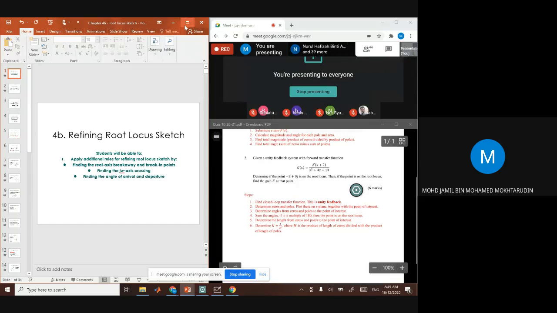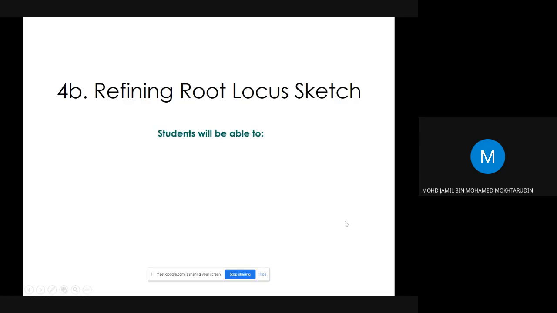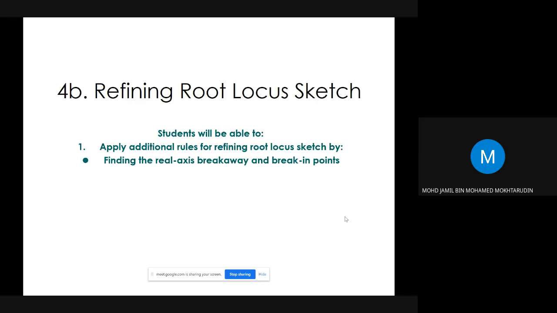Okay, so let's continue with lecture chapter 4B, refining root locus sketch. Students will be able to apply additional rules for refining root locus by finding the real axis breakaway and break-in points, finding the jω axis crossing, and finding the angle of arrival and departure. I will explain what these are later.